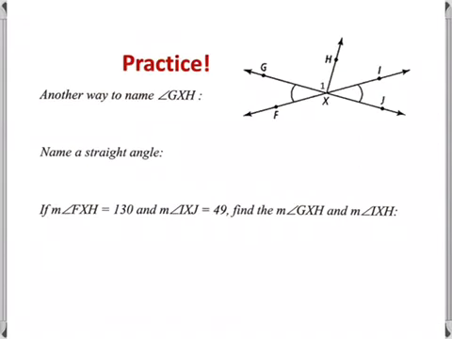Here we want to talk about another way to name GXH. Well, we could just flip around the letters, right? Angle HXG. Or notice that there's a 1 in the corner of the angle, so we could also name it angle 1. We're not going to be able to name this angle X because X is shared by multiple angles, and that would just get confusing.